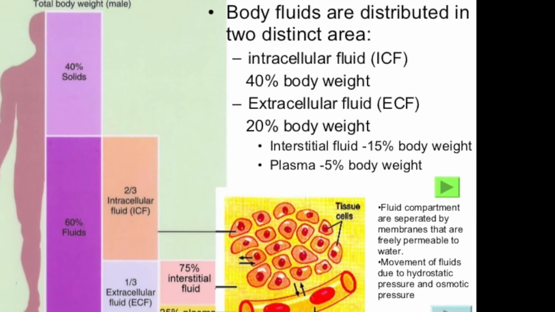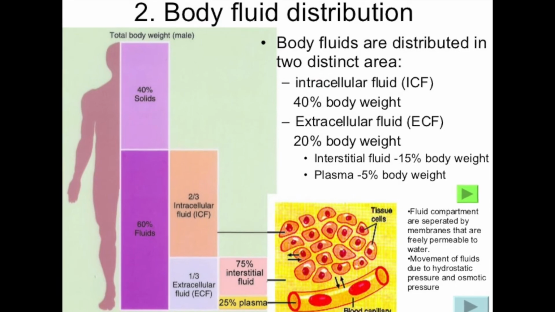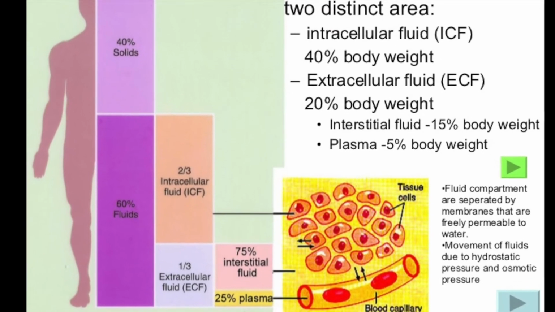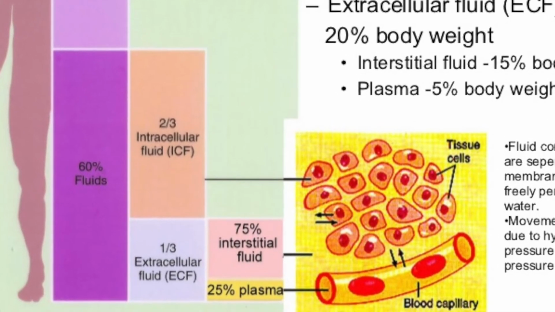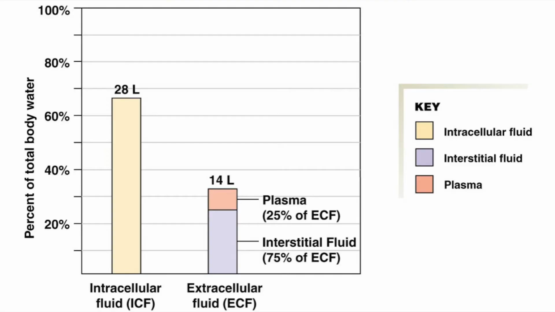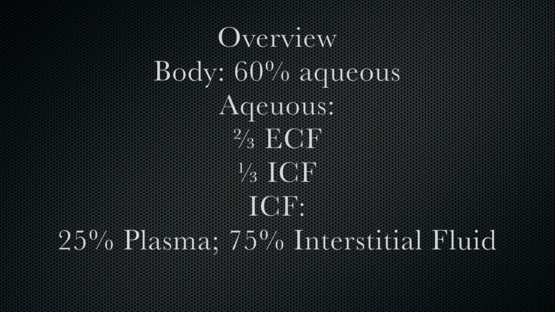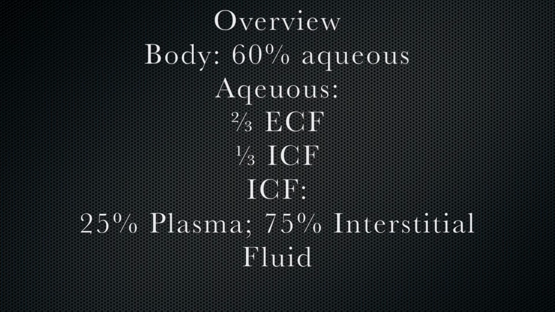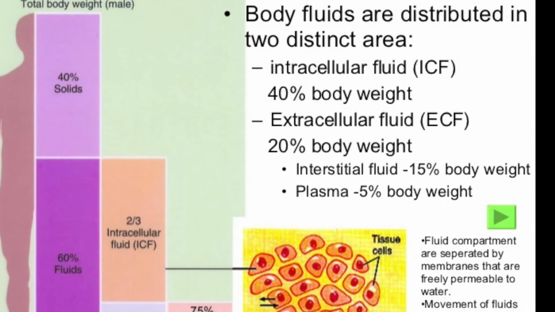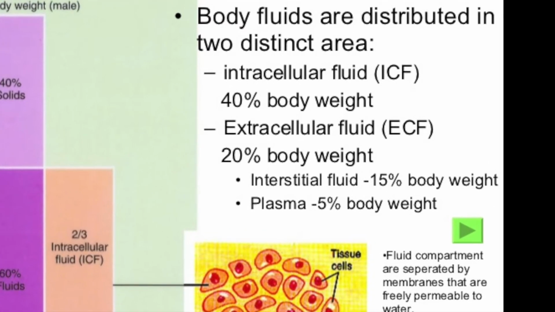60% of the body's weight consists of fluid. Of that, 2/3 is intracellular fluid and 1/3 is extracellular fluid. The extracellular fluid consists of 25% plasma and the other 75% is interstitial fluid. If any of that is hard to keep track of, just refer to this diagram right here, which is based on total body weight.